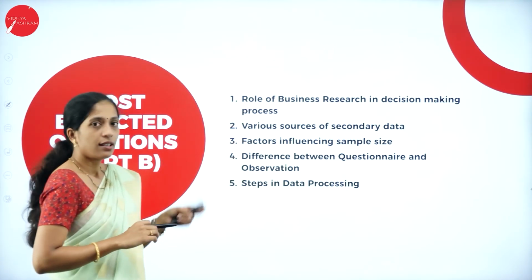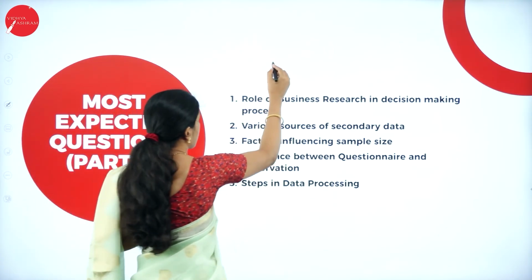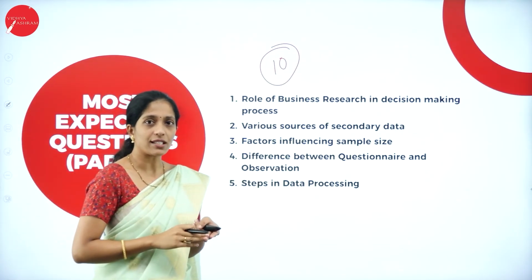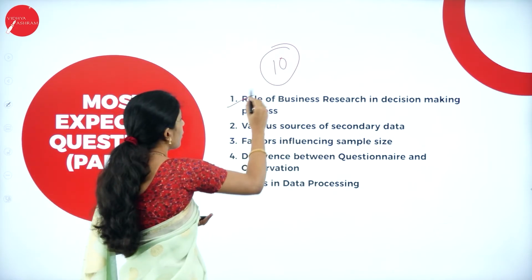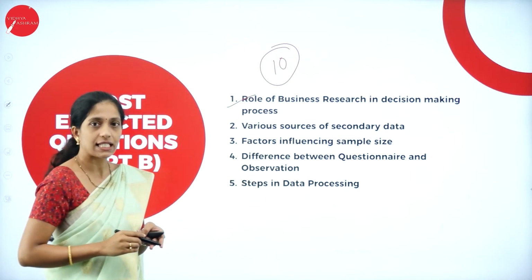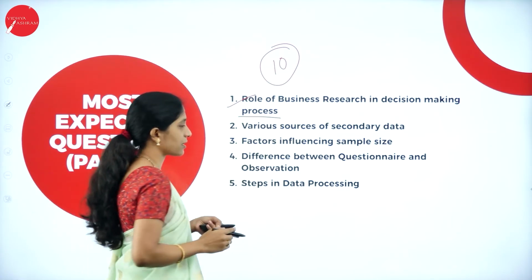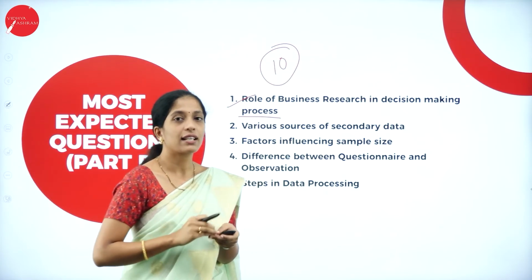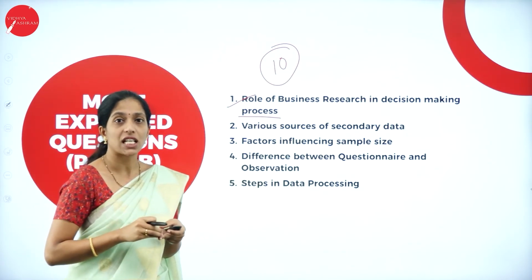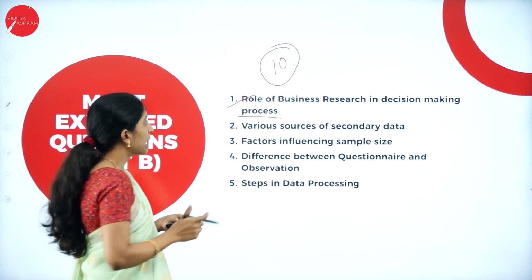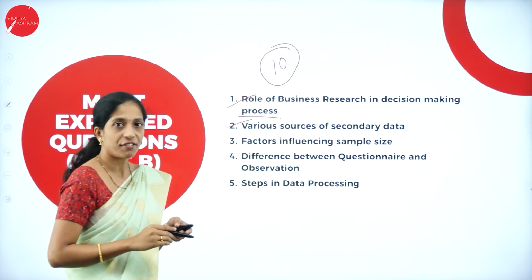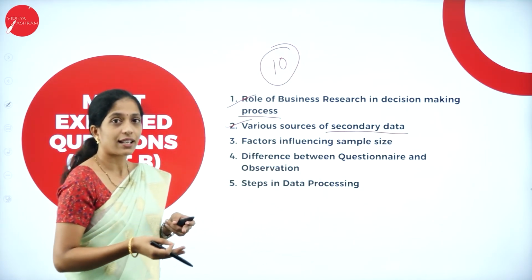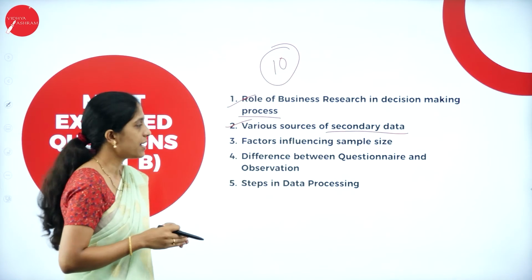Now coming to Section B, that is for 10 marks. Let us see some of the important questions they have asked in your previous question paper for 10 marks. The first question is role of business research in decision making process. What is the main role of business research in decision making? Next question is various sources of secondary data. Primary data is for 15 marks, whereas sources of secondary data is for 10 marks.